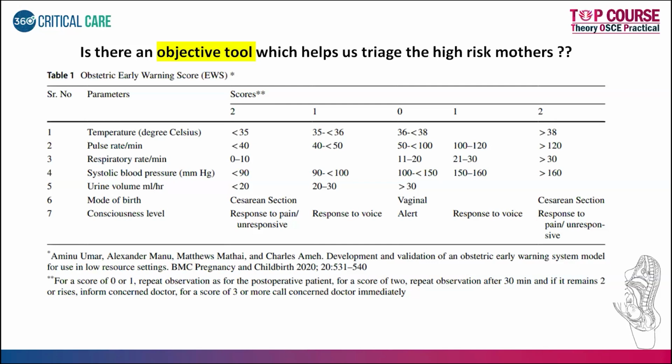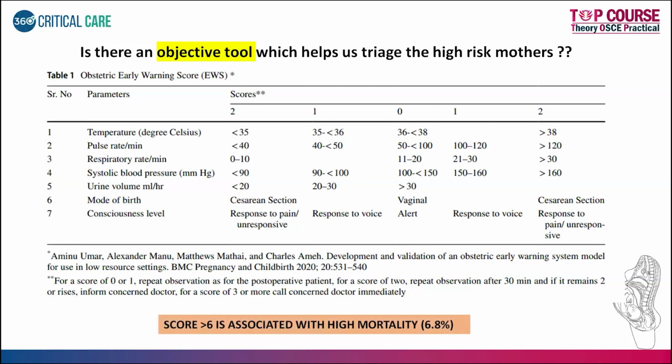So this is about an objective tool to assess high risk mothers for patients deteriorating in the wards. Usually a score more than 3, you have to call a doctor. A score more than 6 is associated with a higher mortality, roughly up to 6.8%.